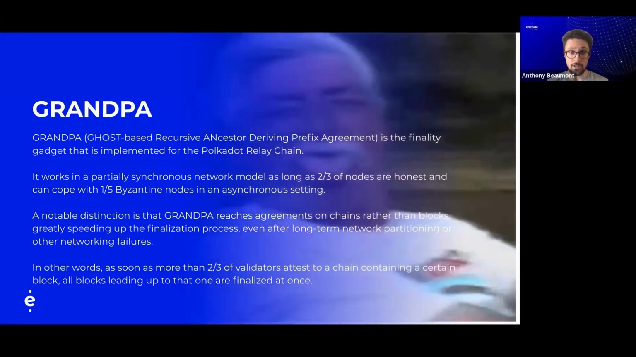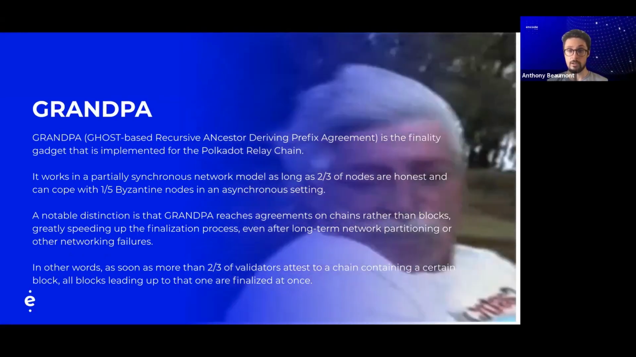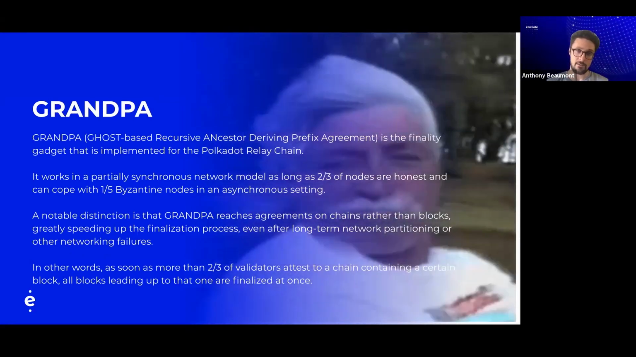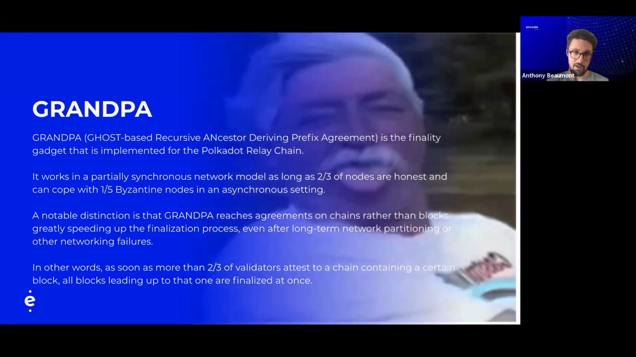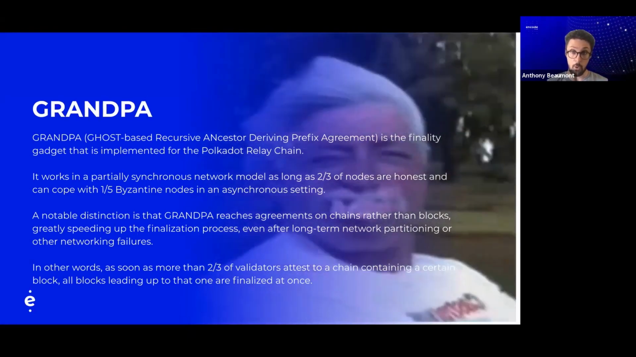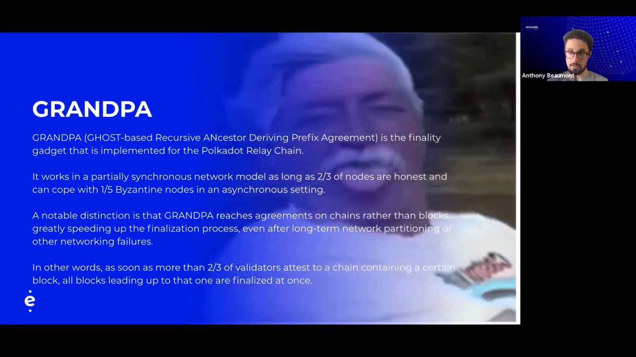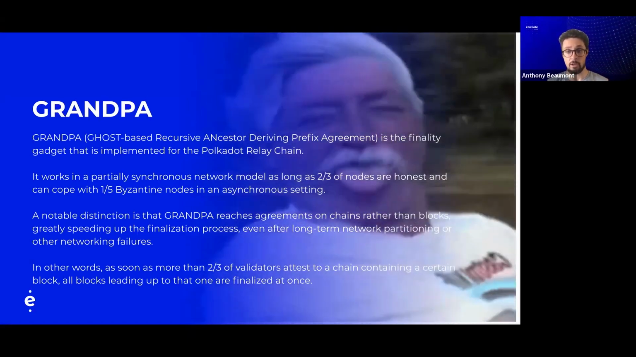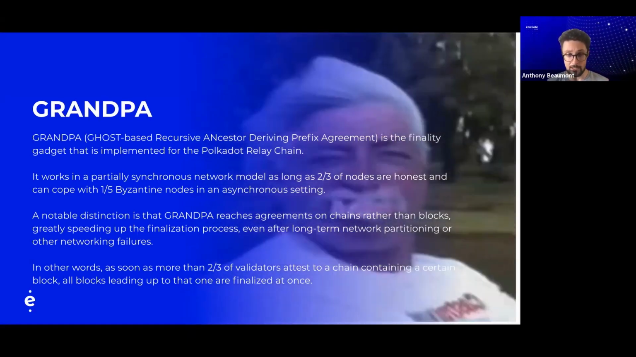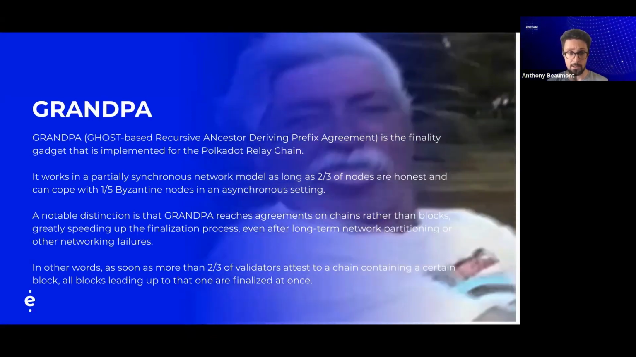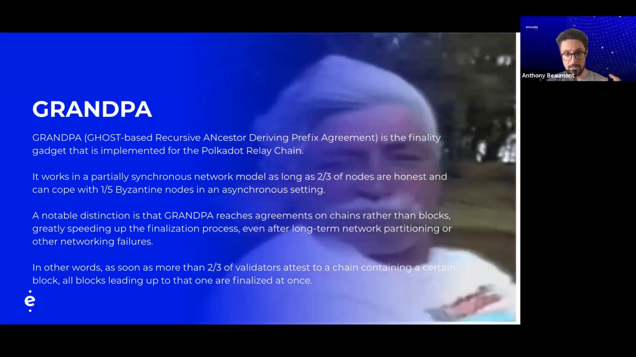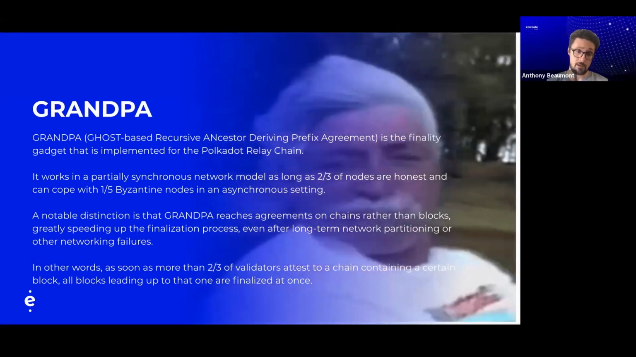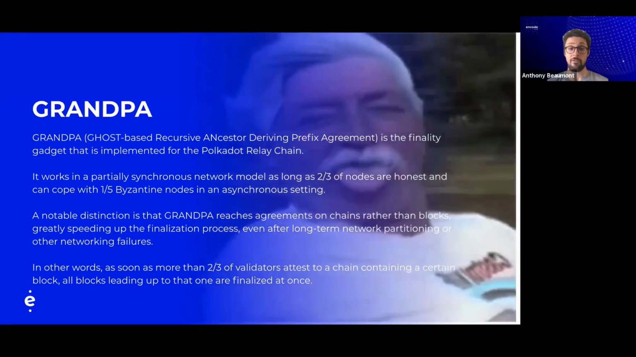It works in a partially synchronous network model as long as 2/3 of nodes are honest, and can cope with one out of 5 Byzantine nodes in asynchronous settings. So 1 out of 5 nodes reporting falsely that the system's working when it's not. It reaches agreements on chains rather than blocks, speeding up the finalization process even after long-term network partitioning or the networking fails. In other words, as soon as more than 2/3 of validators attest to a chain containing certain blocks, all blocks leading up to that one are finalized as one.